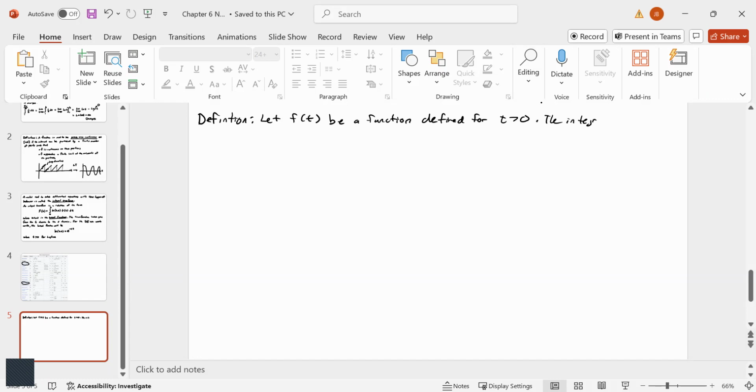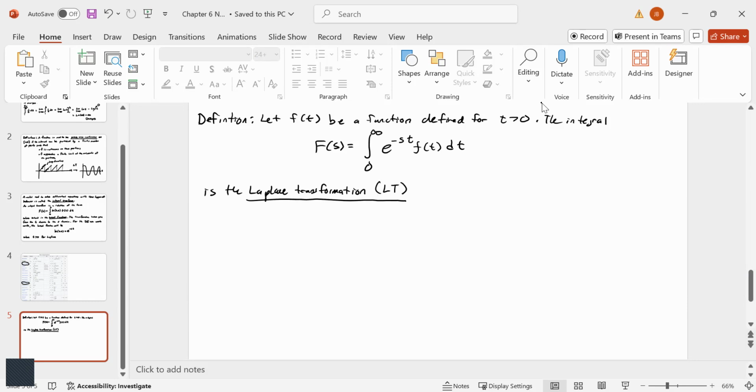The integral F of s equal to the integral from 0 to infinity e to the negative st f of t dt is the Laplace transformation, if the integral converges. Because I'm going to use this word so much, I will abbreviate it as LT. So if you ever see LT, that just means Laplace transformation.